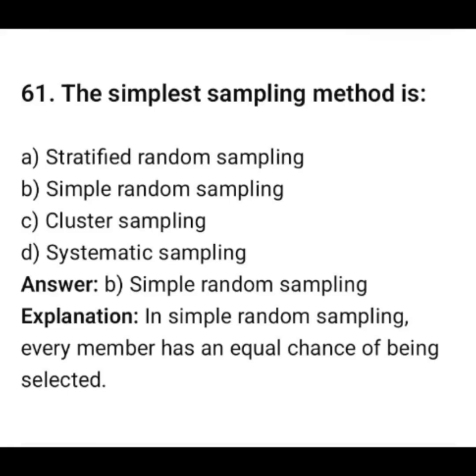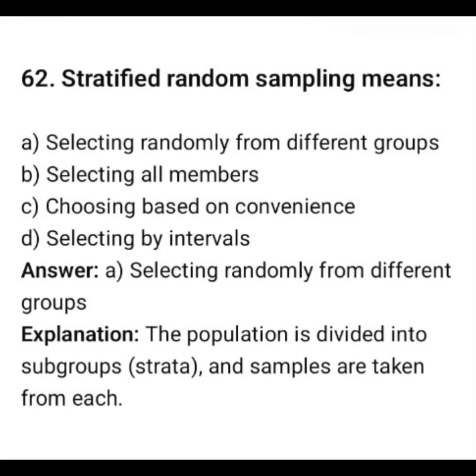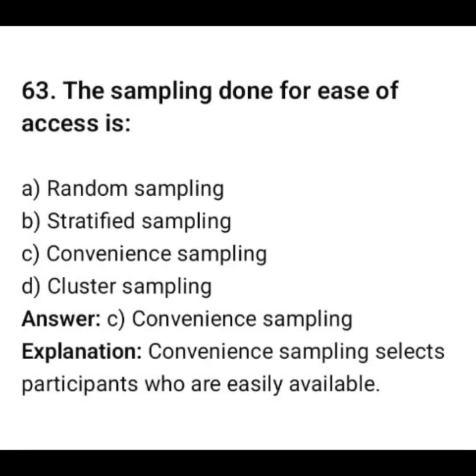The simplest sampling method is stratified random sampling, simple random sampling, clustered sampling, systematic sampling. The correct answer is simple random sampling. In simple random sampling, every member has an equal chance of being selected. Stratified random sampling means selecting randomly from different groups. The population is divided into subgroups, strata, and samples are taken from each.